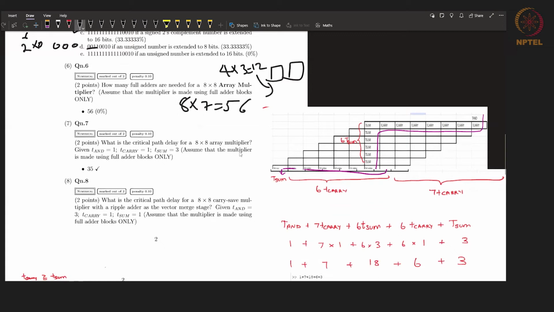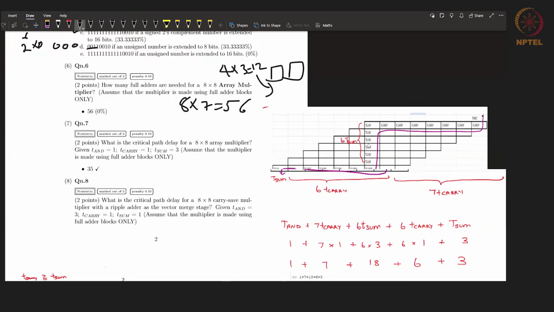Question number 7. What is the critical path delay for an 8 cross 8 array multiplier given T and is equal to 1, T carry equal to 1, T sum equal to 3? So, first of all, you need to find out what is the critical path in this configuration.